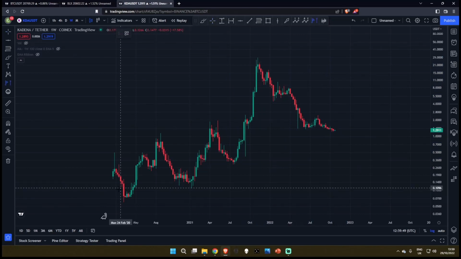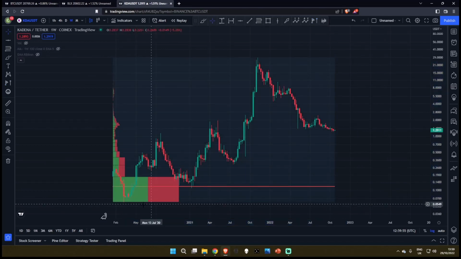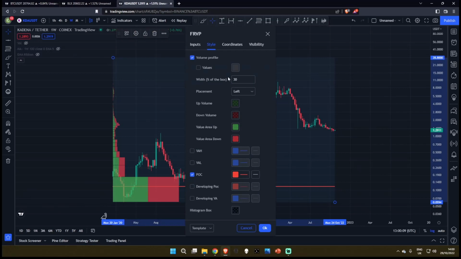So when in doubt, zoom out. Let's come all the way back down to when Kadena really started trading from its ICO. Let's drag this all the way out. And what do you know? The volume clusters are telling us major support is coming down right here. Now, one thing that I would like to highlight with these volume clusters is sometimes you might notice this is like an unholy, very, very thick bar in terms of the volume profiles.